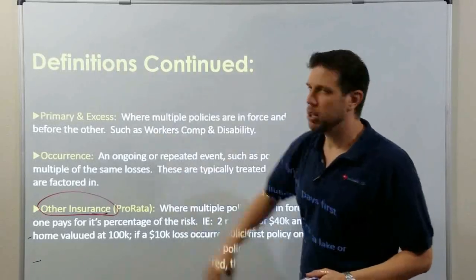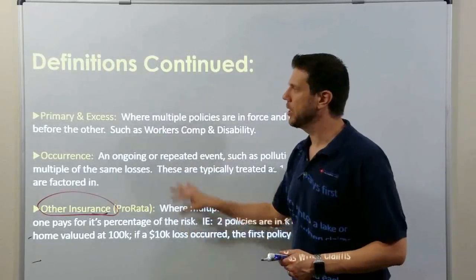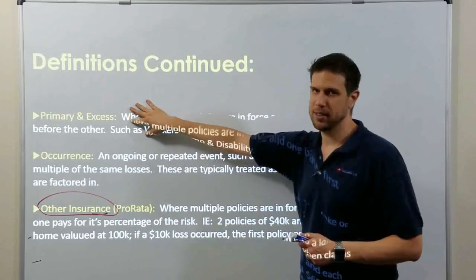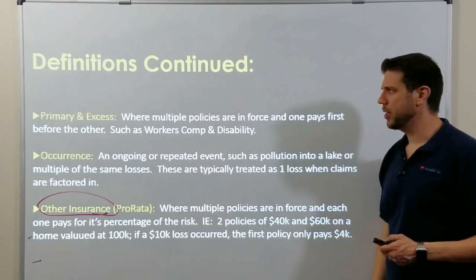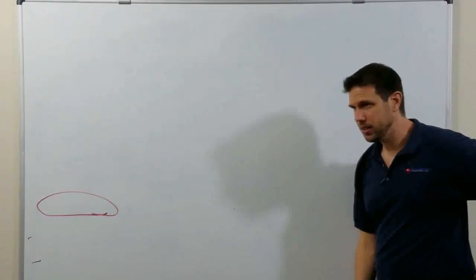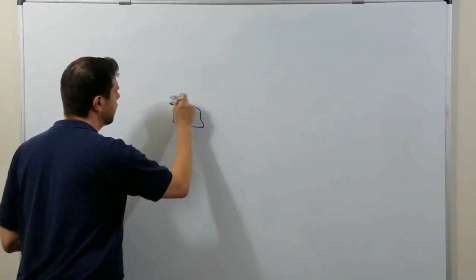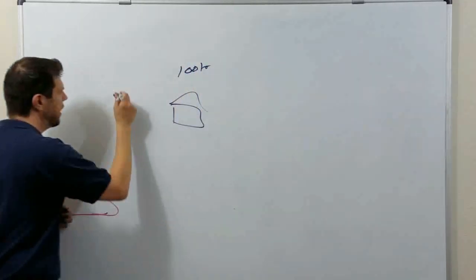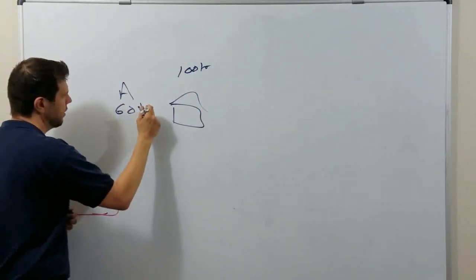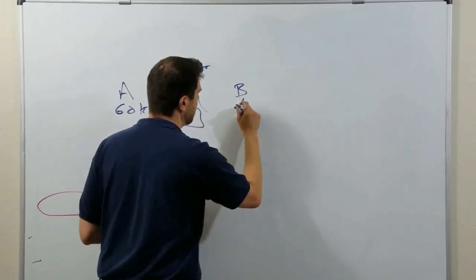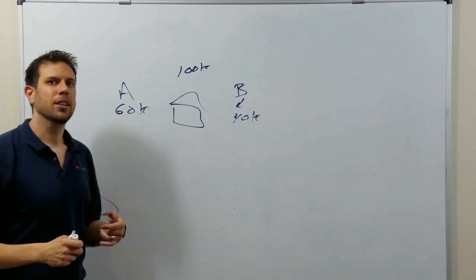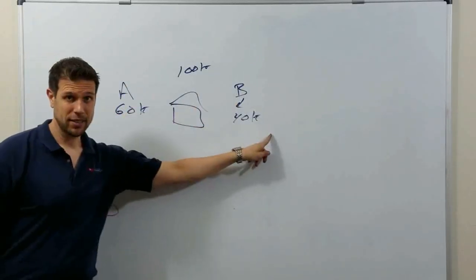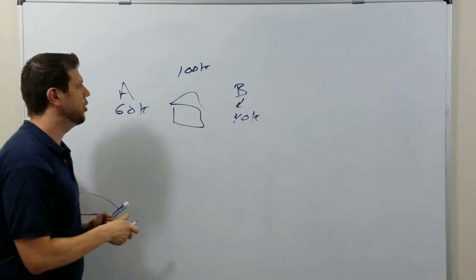This also works in property, but property insurance doesn't use primary and excess. So let's say I have homeowners insurance through two insurance companies. So let's say that the house is worth $100,000 total, and company A insures it for $60,000. Company B insures it for $40,000. The other insurance clause doesn't do primary and excess. They share, known as pro rata.